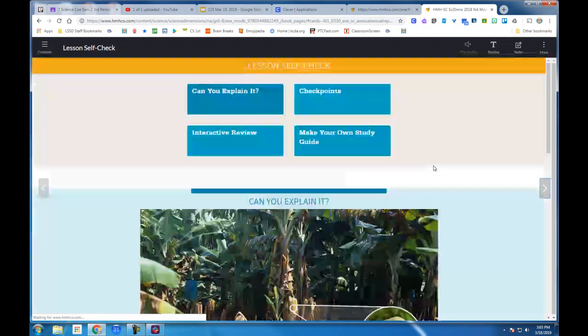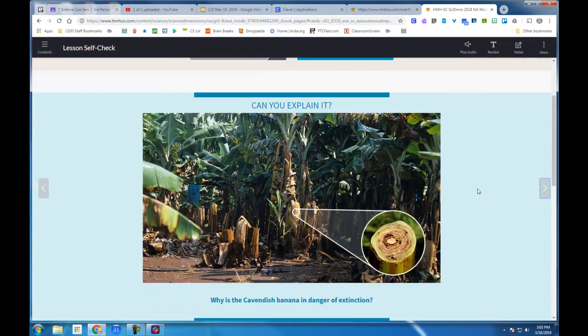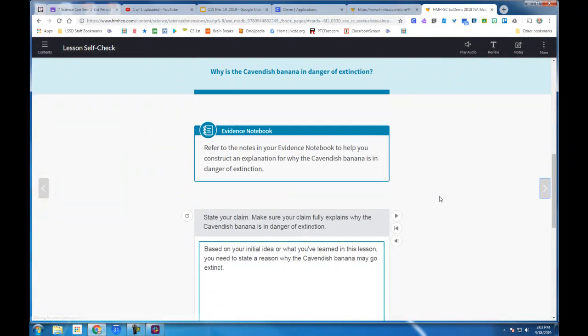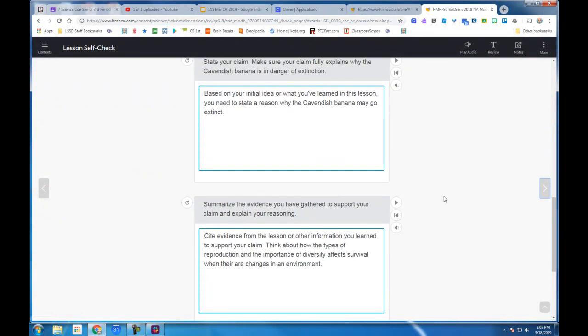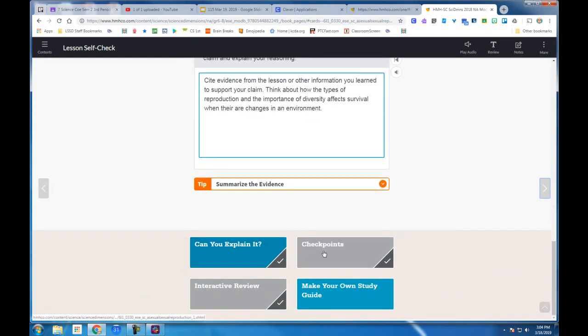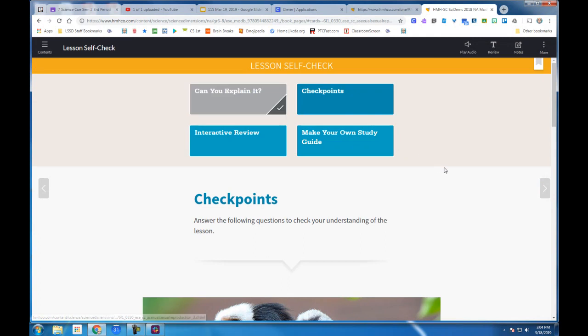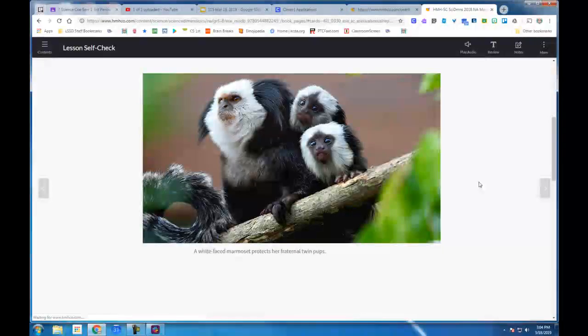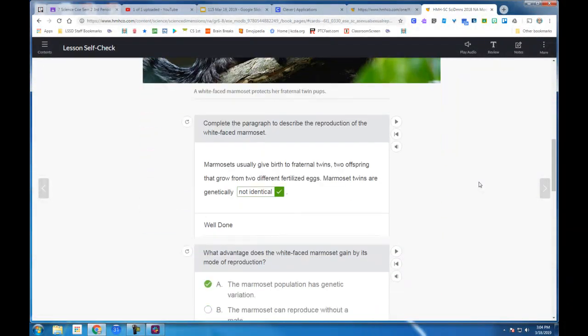Next, we move on to the lesson self-check. First off is, can you explain it? It's a written response. You're revisiting your claim as to why the Cavendish banana is going extinct or is in danger of extinction, and you're going to have to cite evidence from the lesson. So again, those are personal answers. I can't provide you with the correct answer here. We can move on to the checkpoints where we can choose certain answers that would be correct.